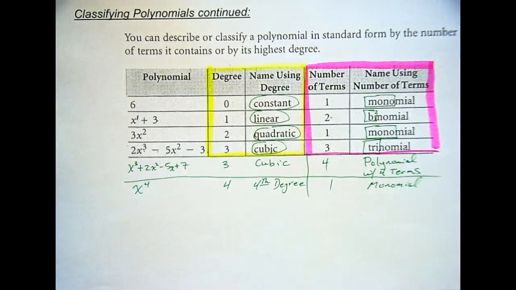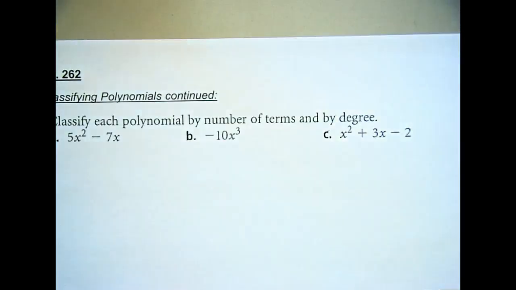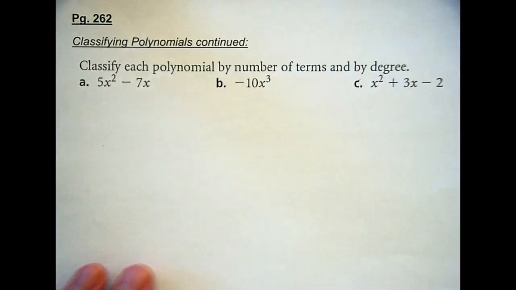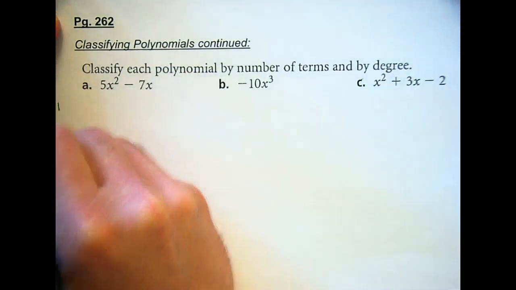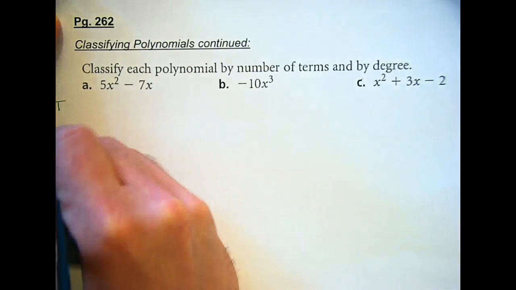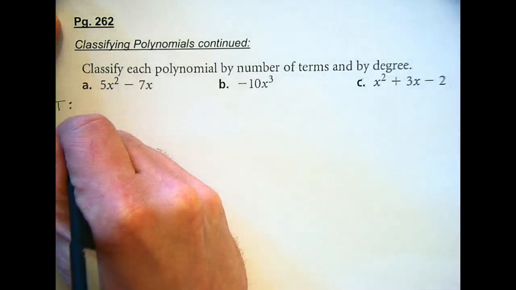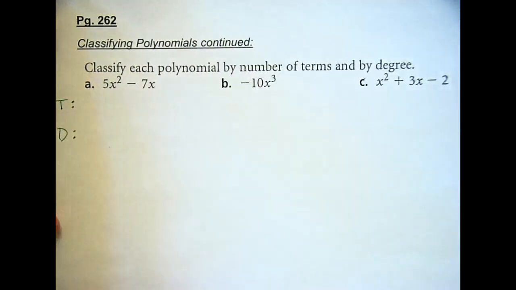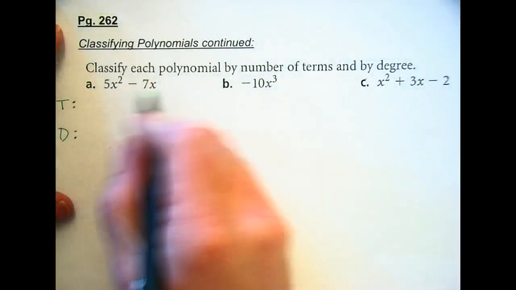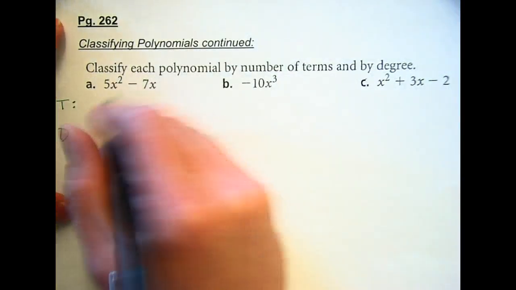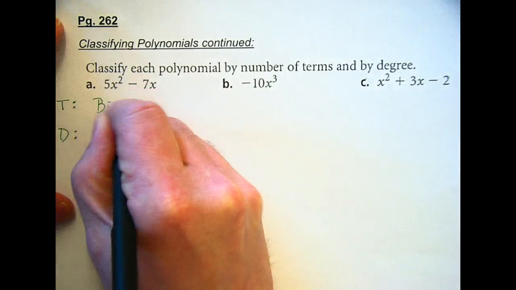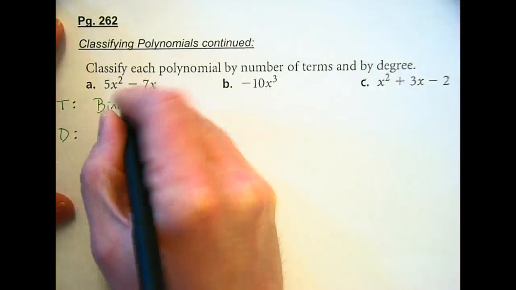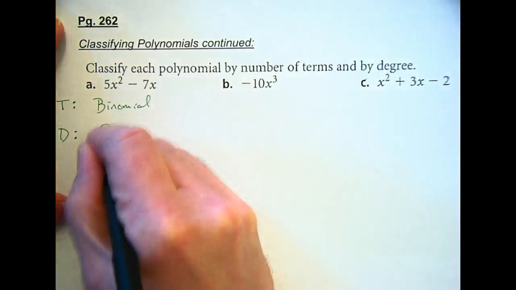Okay, let's see if you can classify these here. There you go. Okay, so here we go. First one by terms. 2 terms is a? 2 terms. We can't simplify it, so binomial. 2nd degree? Quadratic.